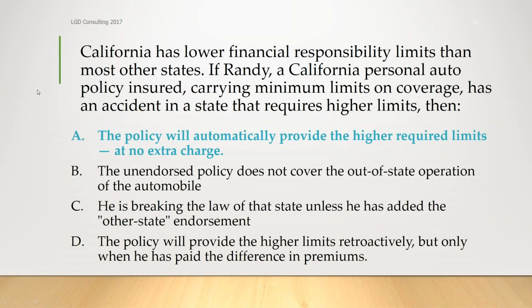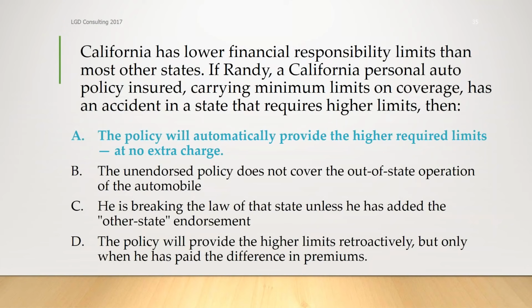California has lower financial responsibility limits than most other states. So if Randy, a California personal auto policy insured carrying minimum limits of coverage, has an accident in a state that requires higher limits, his policy automatically provides those higher limits while he's visiting another state, with no extra charge. How cool is that? Okay, so let's say Randy, a California resident, drinks too much Red Bull.